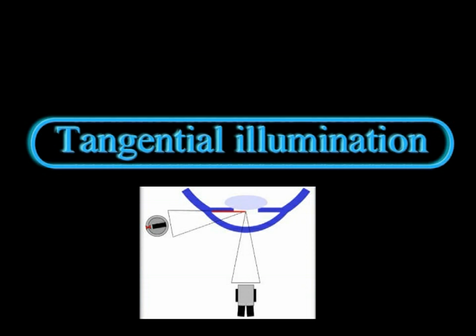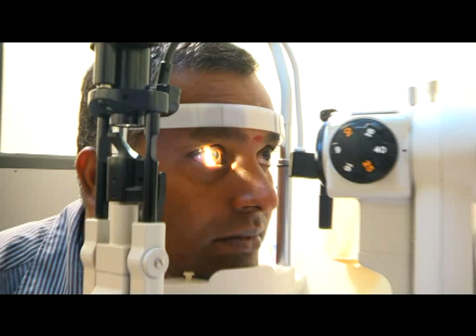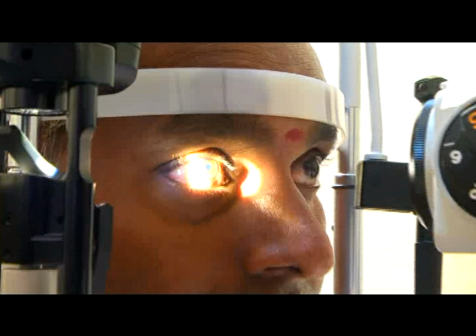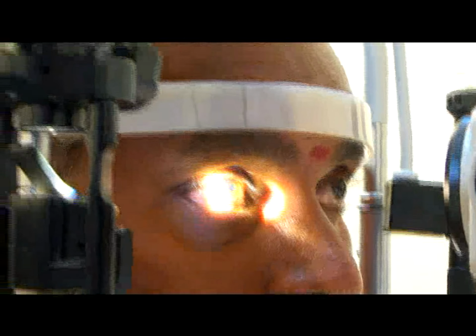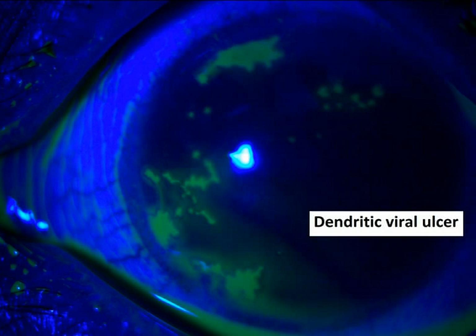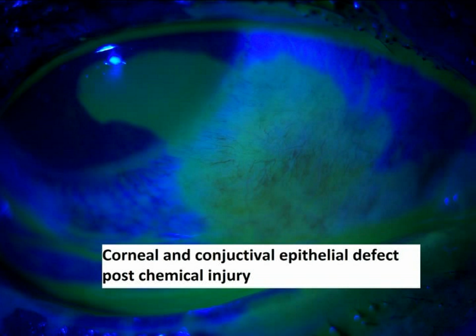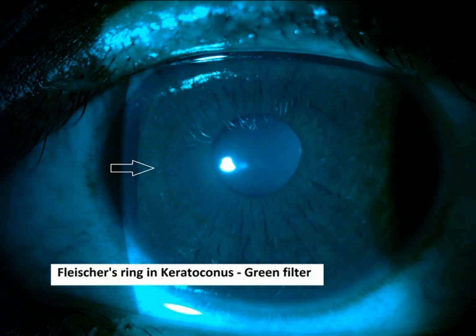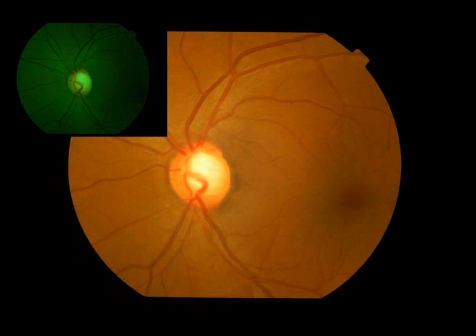Tangential illumination is used to examine the iris while the microscope is aligned directly in front of the eye. Moving on to the various filters, blue filter shows a dendritic ulcer, corneal and conjunctival epithelial defect, whereas a green filter can be used to appreciate the Fleischer's ring in keratoconus and retinal nerve fiber layer defects in glaucoma.